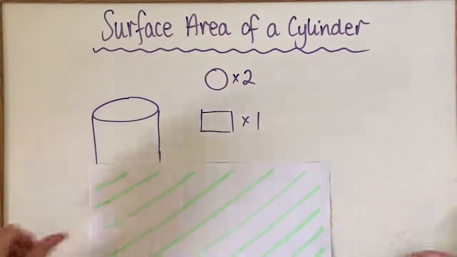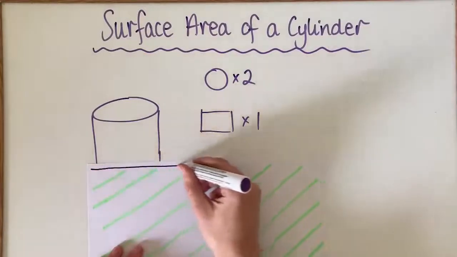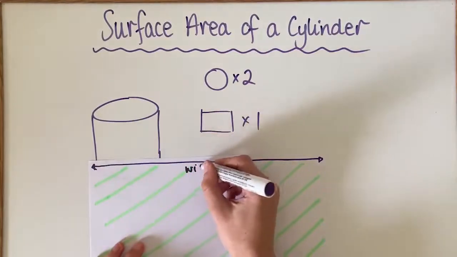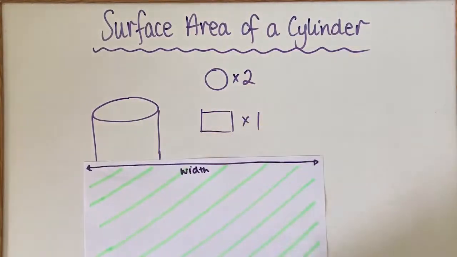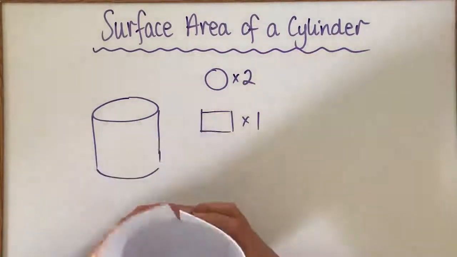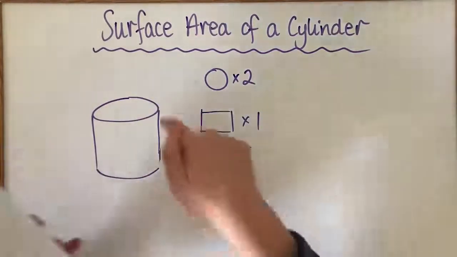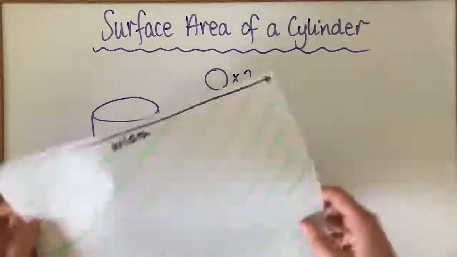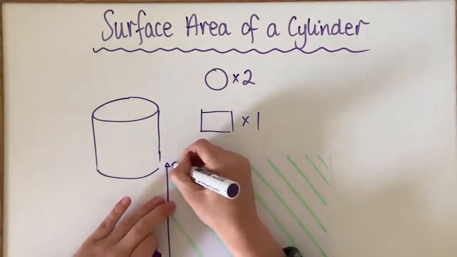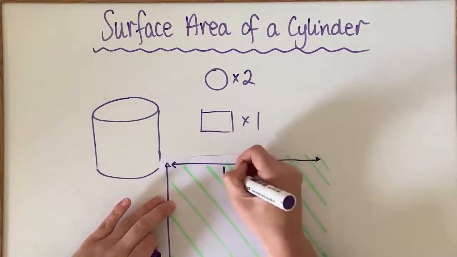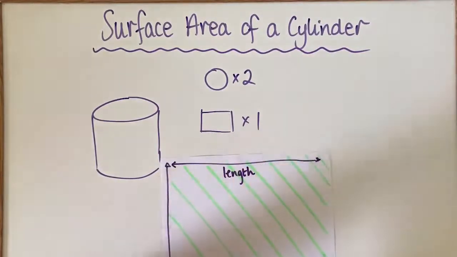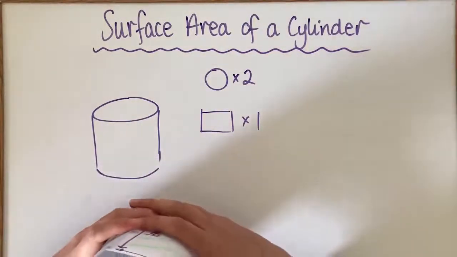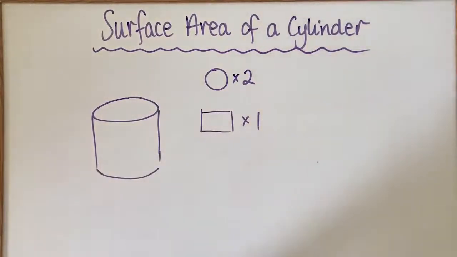Now, the important thing to know is that this measurement here, the width of our rectangle, is actually the same measurement as the circumference of the circle that is at the top, okay? So when we unroll it, this is the same as that. Whereas this measurement here, which we might call the length of our rectangle, is the same as the height of the cylinder. Okay, so they're the features that you need to know.